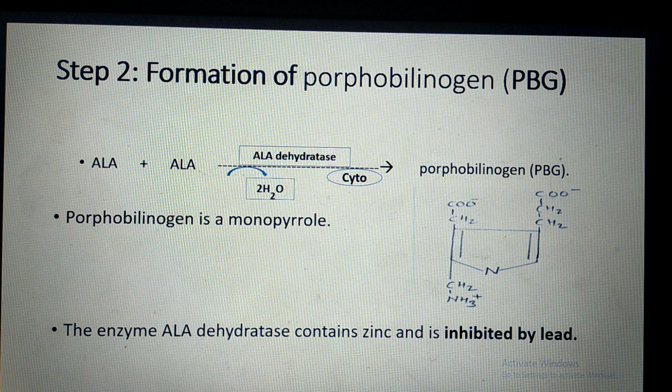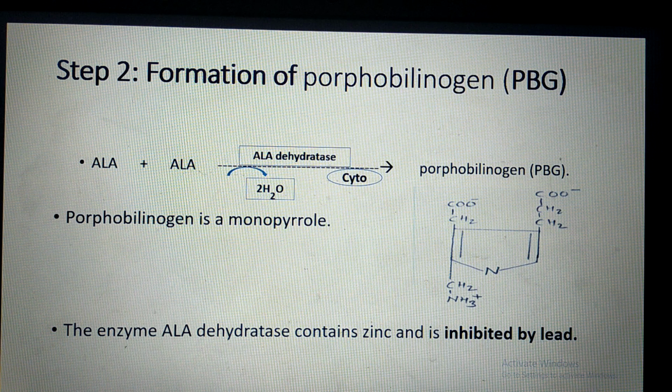Now coming to the second step, as I have told you, ALA synthesized in the mitochondria enters into the cytoplasm. Now this step occurs in the cytoplasm. Two molecules of delta aminolevulinic acid condense to form porphobilinogen. The enzyme is ALA dehydratase, which removes two water molecules from the substrate to form porphobilinogen, which is a monopyrrole ring. Now this ALA dehydratase contains zinc and it is inhibited by lead.